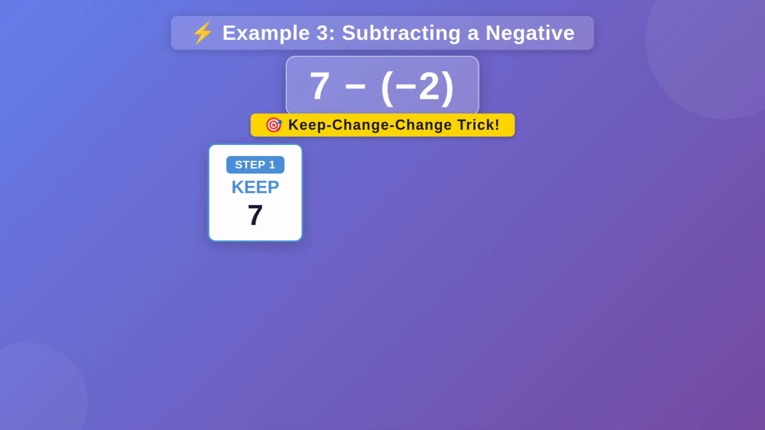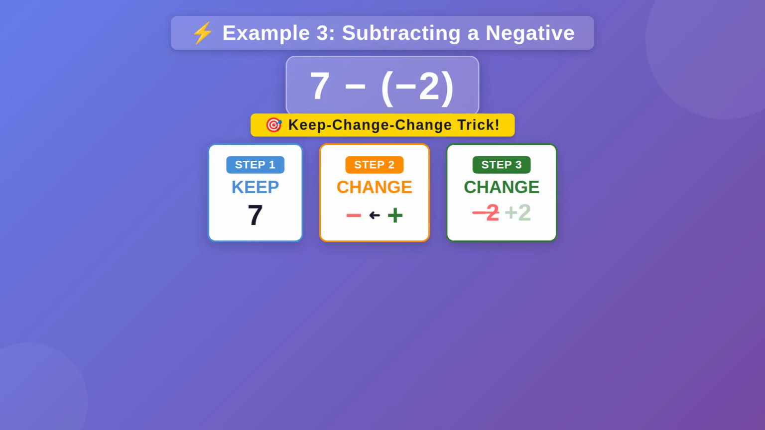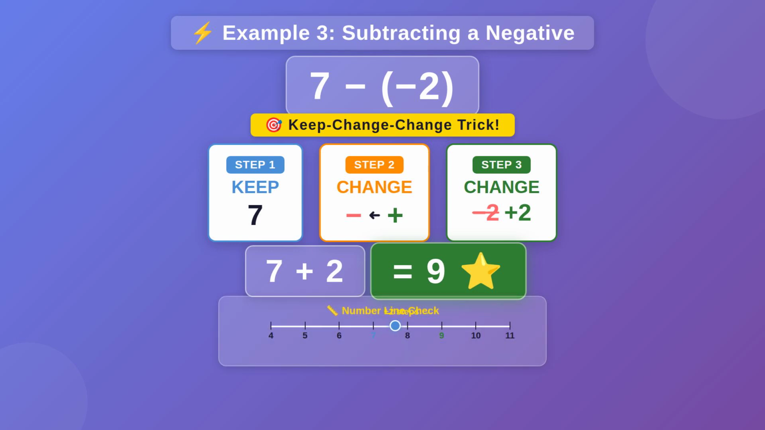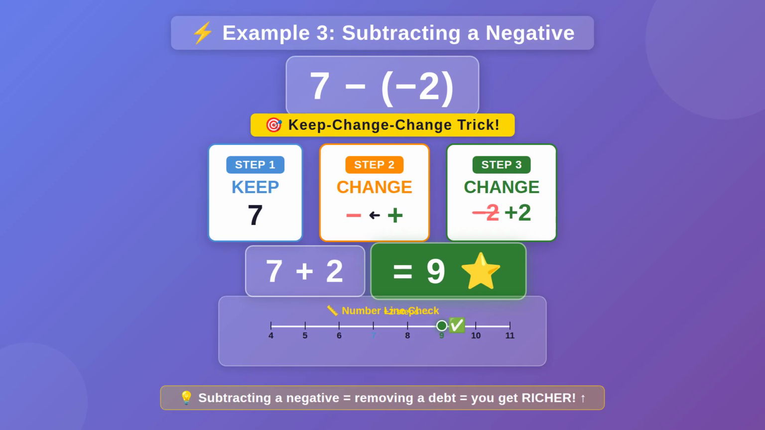-4 plus -2 equals -6. Here's where it gets really interesting. Subtracting a negative number. Let's solve 7 minus -2. Time for our keep change change trick. Step 1. Keep the 7. Step 2. Change the minus sign to a plus sign. Step 3. Change -2 to +2. Now our problem is 7 plus 2. 7 plus 2 equals 9. So 7 minus -2 equals 9. Here's the fun way to think about it.